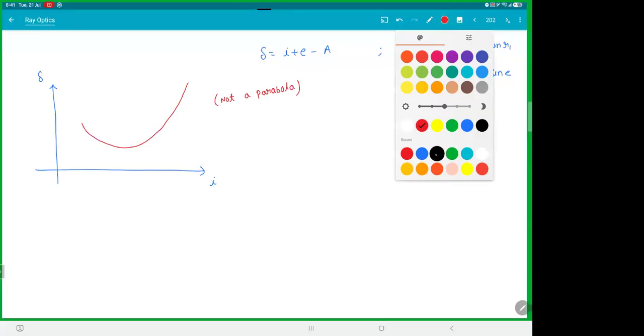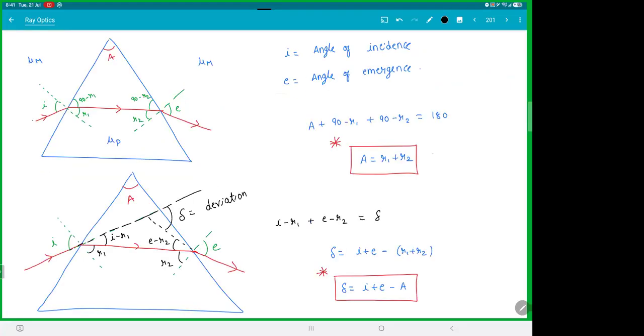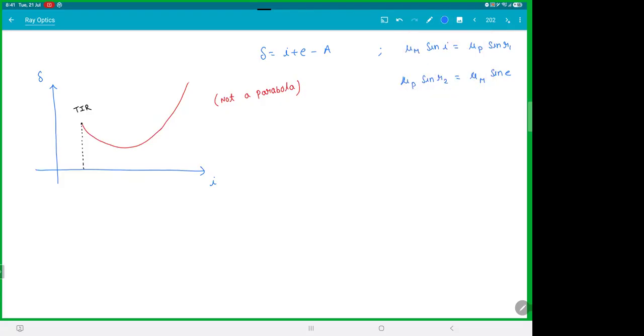So this graph, if you see, it starts here. So what happens exactly here? At this point, you get a TIR. Meaning this light ray, after hitting here, doesn't come out, it bounces off. So that is a critical case where the graph doesn't happen. So we are doing for a case where the light ray comes out. If there's a TIR inside, we can't use any of these formulas. Then you have to go back to the regular derivation. So that's the point where you get a TIR.